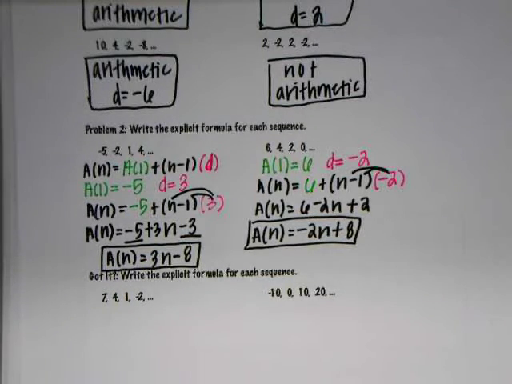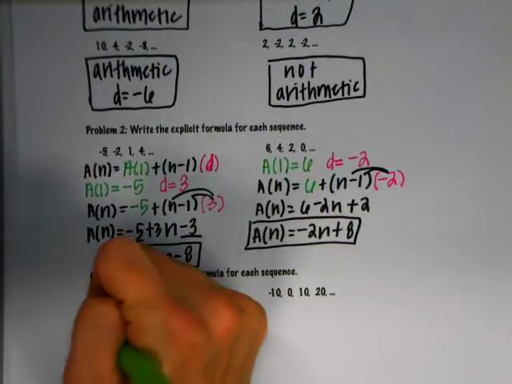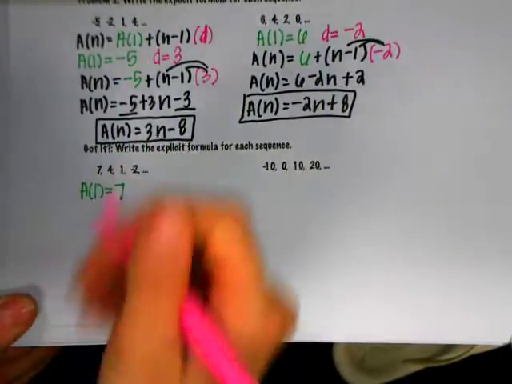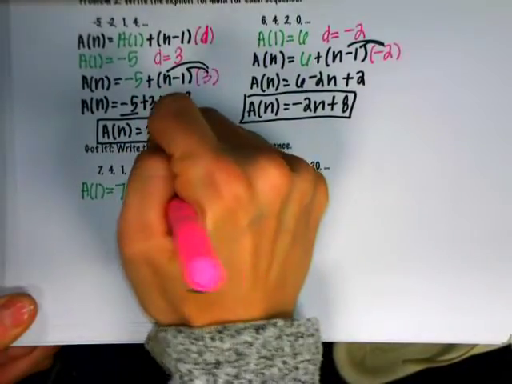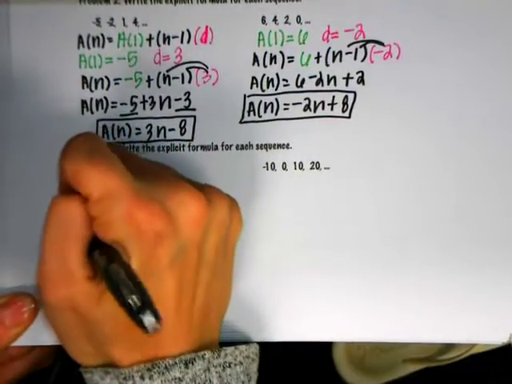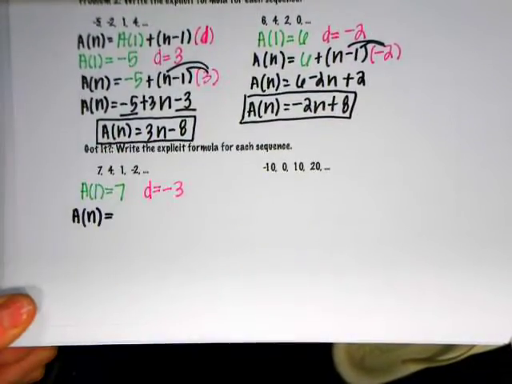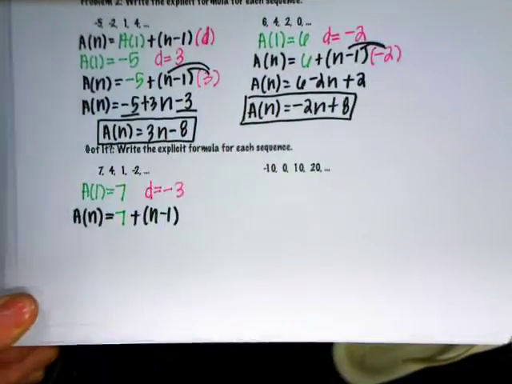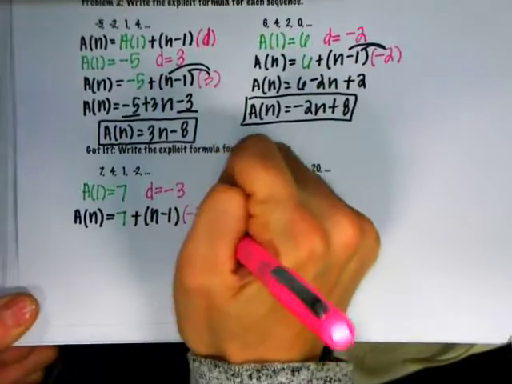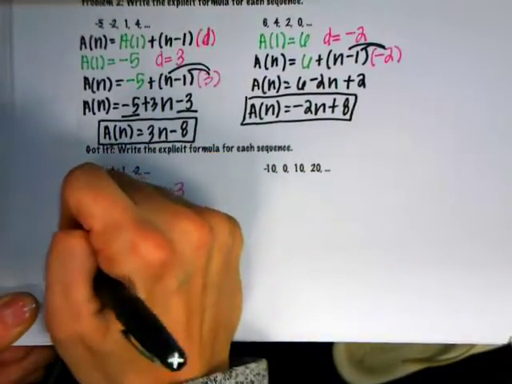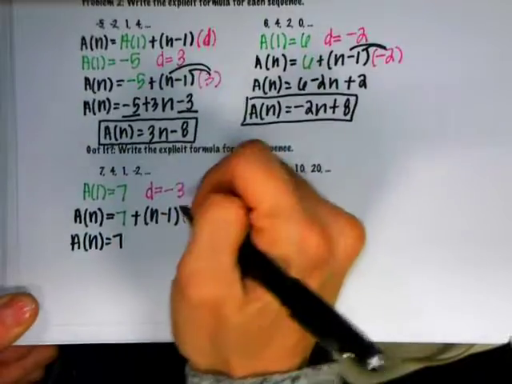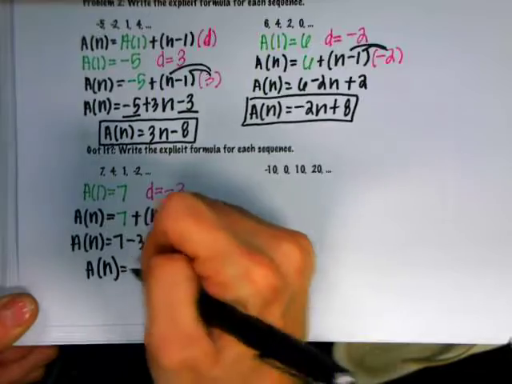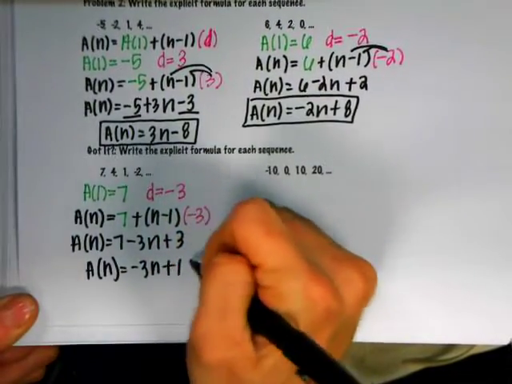Okay, so for this first one, what's my first term? 7. And common difference is -3. So a of n equals 7 plus n minus 1 times -3. A of n equals 7 minus 3n plus 3. So what you should have for your formula is a of n equals -3n plus 10.